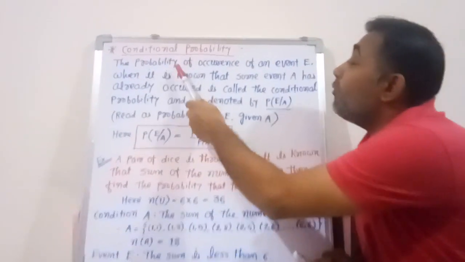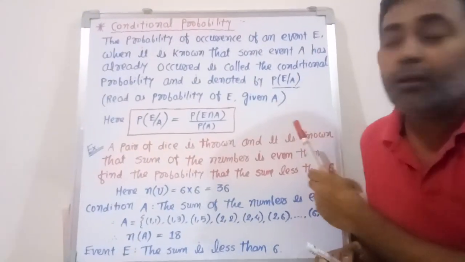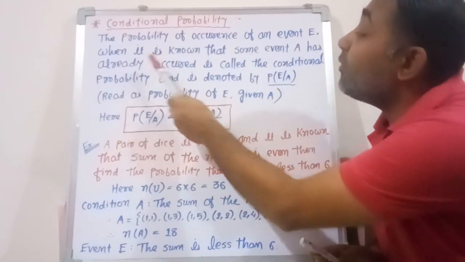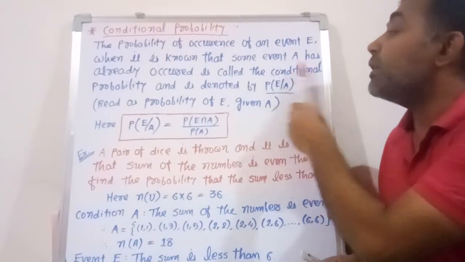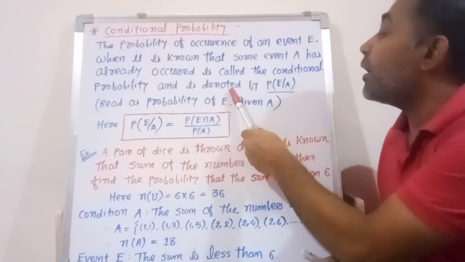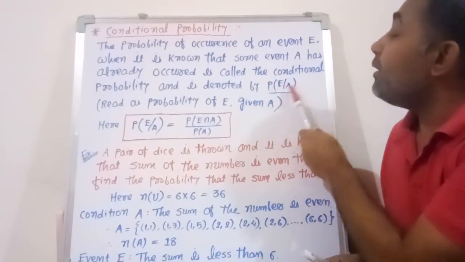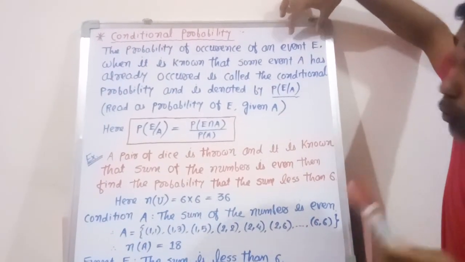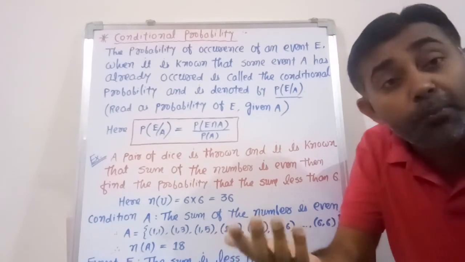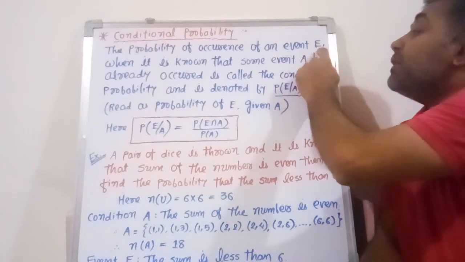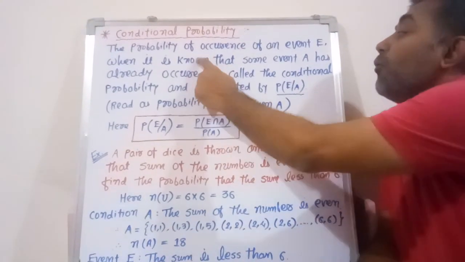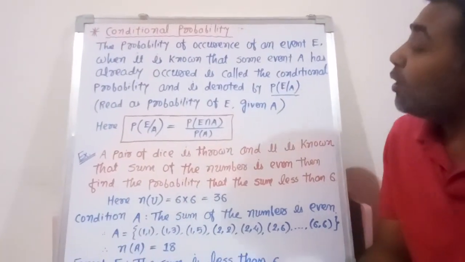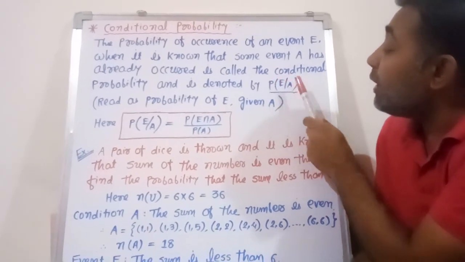The probability of occurrence of an event E when it is known that some event A has already occurred is called the conditional probability and is denoted by probability of E given A. It means the probability of occurrence of an event E, whose probability we want to find, but this event occurs when a condition is given. Event A is the condition here. So it's denoted as probability of E given A.